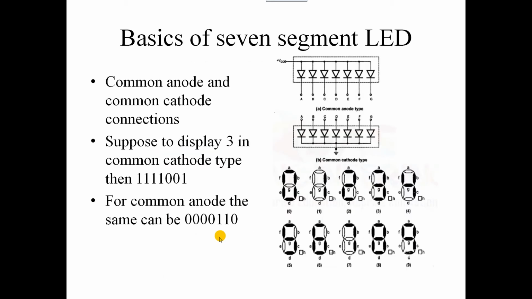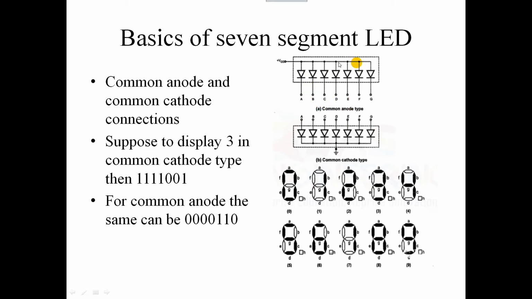Next we are going to see the logic behind the 7-segment LED. The 7-segment LEDs are going to be connected either as common anode or as common cathode. If the cathodes are going to be connected together to ground, and the anodes are the inputs, then that is going to be common cathode.